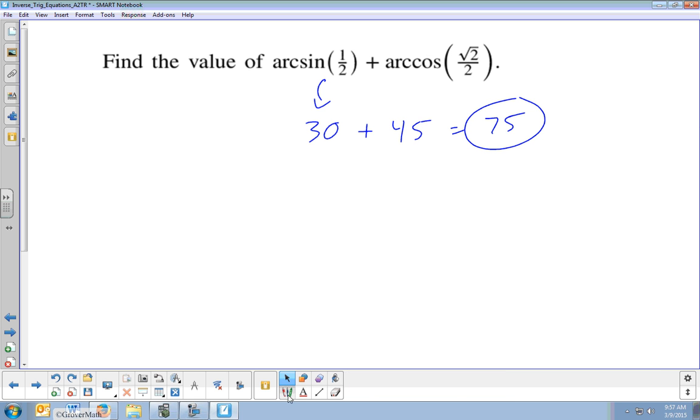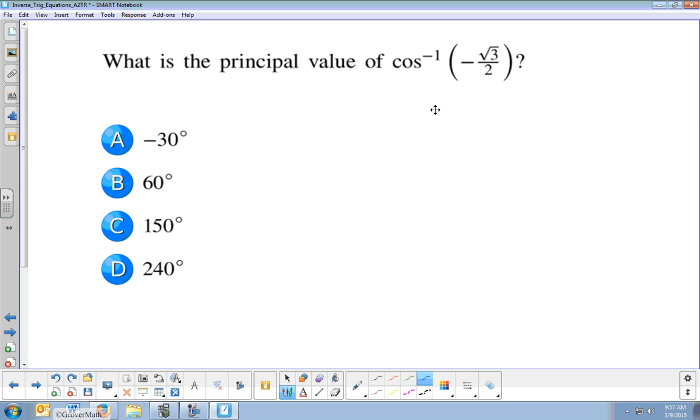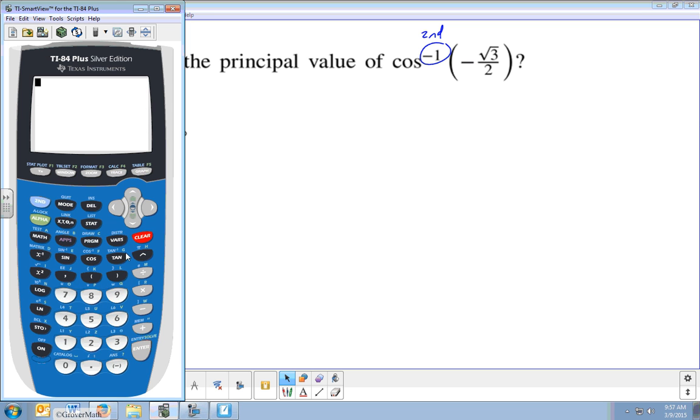So when you see this arc or that -1 symbol, think of it as the second key in your calculator. It's the second sine 1/2, and second cos rad 2 over 2. What is the principal value of, again, this time we're not using the arc symbol, we're using that, it's like our second cos negative rad 3 over 2. We'll just type it in. This one, you do not need to use a calculator, but it would be a little bit harder because it's negative. I'll explain it in a minute.